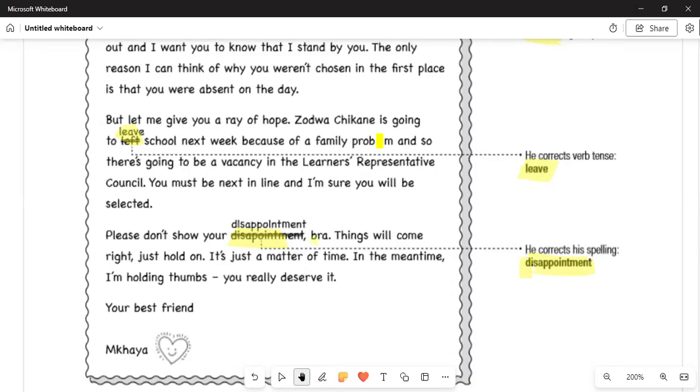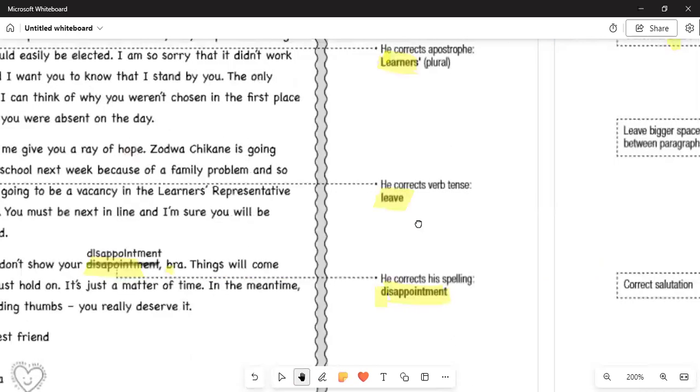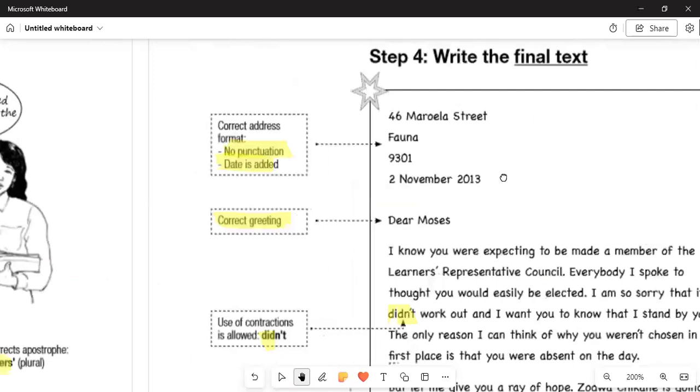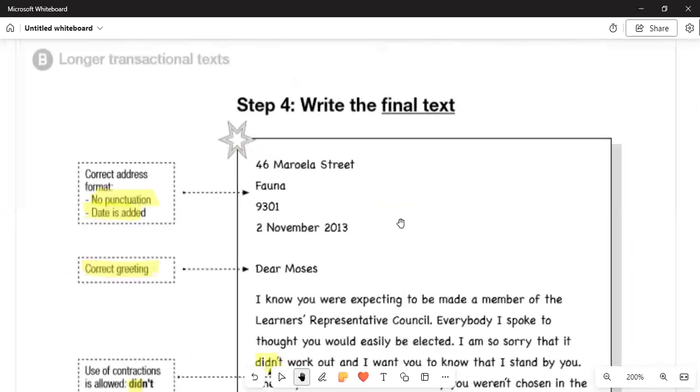Then the last paragraph: please don't show your disappointment, brother. Things will come right. Just hold on. It's just a matter of time. In the meantime, I'm keeping my fingers crossed. You really deserve it. Your best friend, Mkaya. So you can see that the word disappointment is corrected.